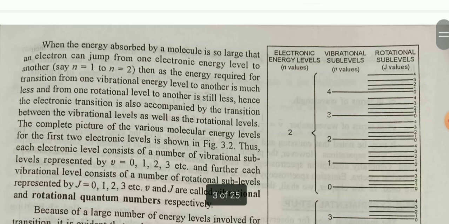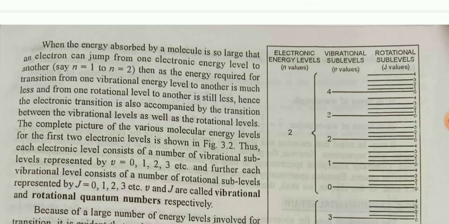When the energy absorbed by a molecule is so large that an electron can jump from one electronic energy level to another, then as the energy required for transition from one vibrational energy level to another is much less, and from one rotational level to another is still less, hence the electronic transition is also accompanied by the transition between the vibrational levels as well as the rotational levels. The complete picture of the various molecular energy levels for the first two electronic levels is shown in figure 3.2.